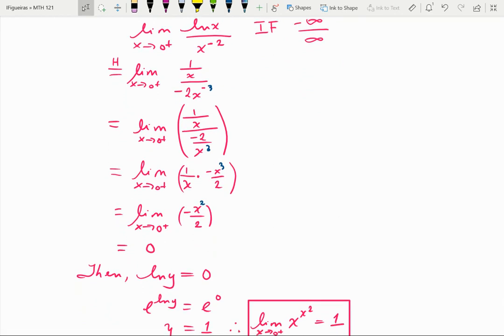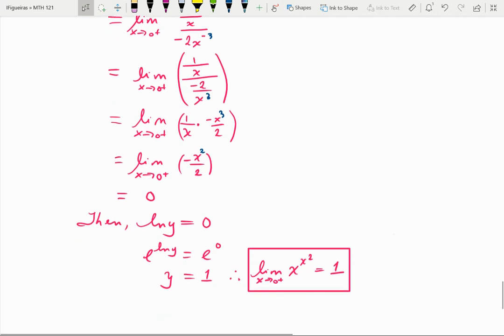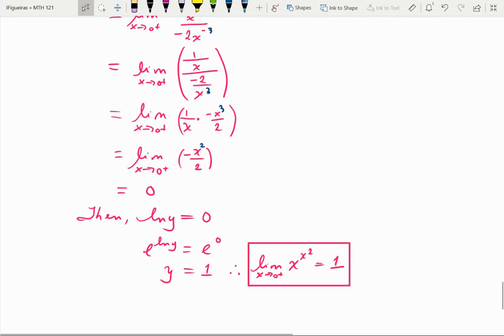But again, that's not the answer to what you were originally asked. You were asked to evaluate the limit of x to the x squared, and remember we took the ln of both sides, so I have ln of y is equal to 0. Again, raising e to the ln of y and e to the 0 will allow us to solve for y, and so y is equal to 1. Therefore, the limit as x approaches 0 from the right of x to the x squared equals 1.